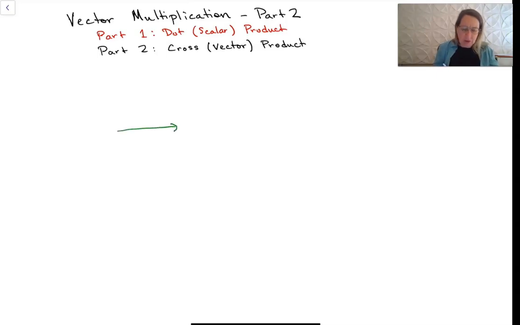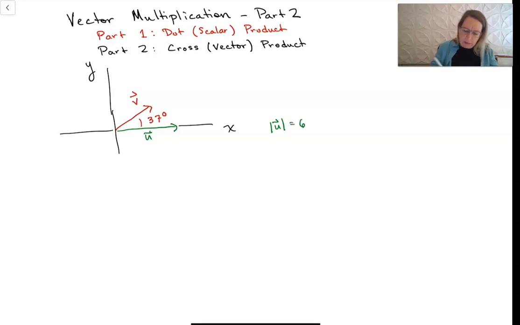Say I have a vector u that points in this direction along the x-axis, for example. Here's x and here's y. And another vector v that's like that. We're going to say this is about 37 degrees, and that the magnitude of u is 6 and the magnitude of v is 5. The reason for picking that is so that this can be a 3, 4, 5 triangle. That's what shows up when you have 37 degrees.